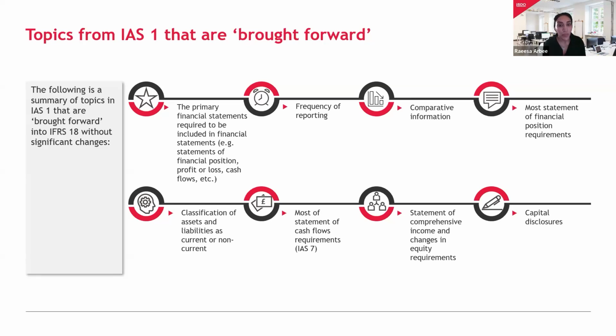The requirements to report at least annually and to provide disclosures when you have a longer or shorter accounting period have also remained the same. The requirements to include comparative information in your primary statements and your notes have stayed. And most of the presentation requirements for your balance sheet, your statement of changes in equity, OCI, and the cash flow statement have remained the same.